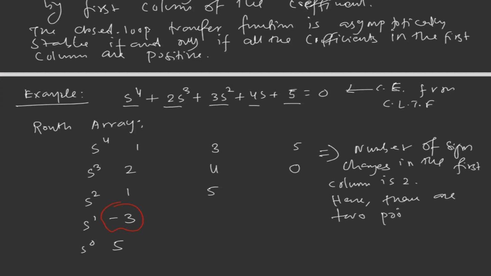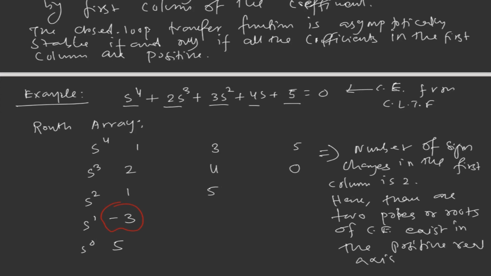poles or roots of the characteristic equation that exist in the positive real axis. So this is how we can comment on the stability. So it means the system is unstable. 2 roots are there in the positive half.